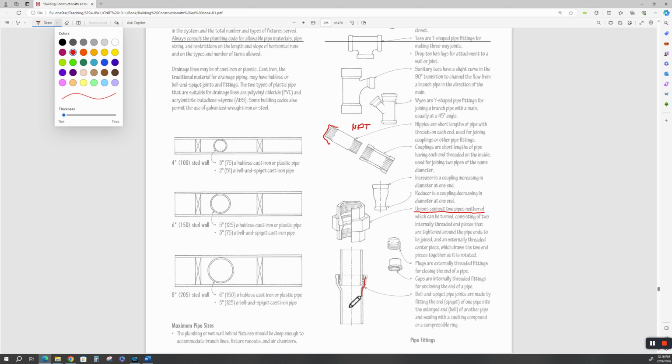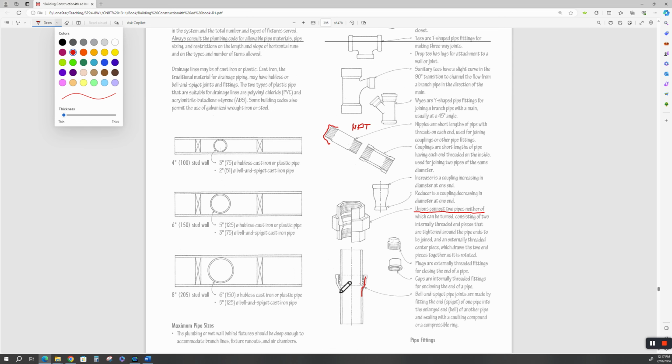Okay. Now they do make bell and spigot pressure rated pipe. But they tend to pull apart during the hot parts of the year, and some of your water mains have that problem. But this is a typical gravity flow. Bell and spigot pipe joints are made by fitting the end of a spigot of one pipe into the enlarged end, the bell of another pipe, and sealing with a caulking compound or a compressive ring.